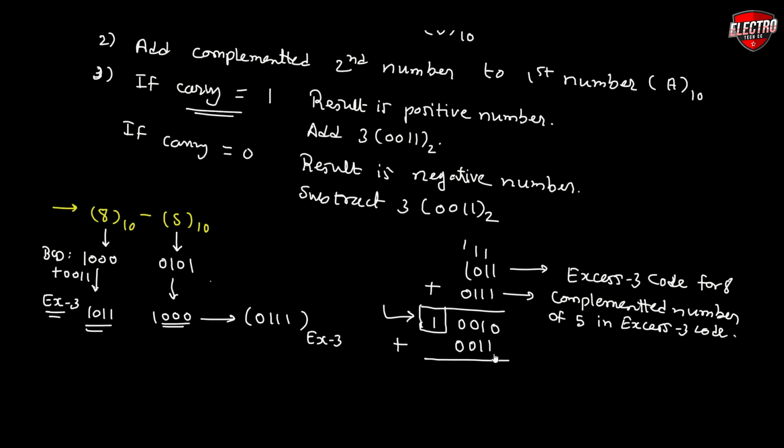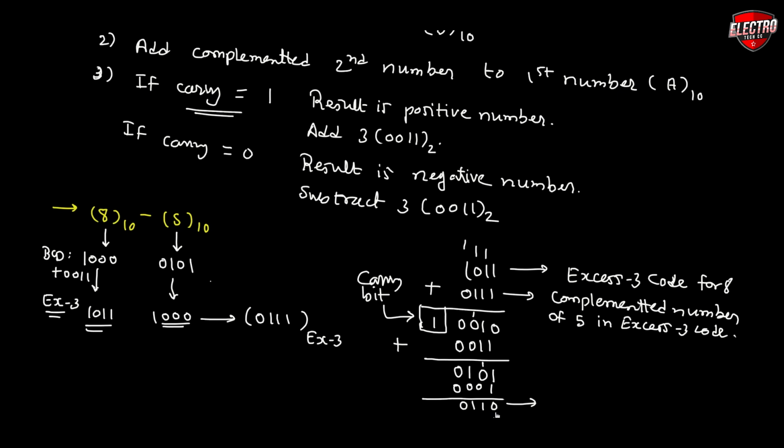Now if we add 0011 to the final answer, we get 0 plus 1 is equal to 1, 1 plus 1 is equal to 0 with 1 carry, 1 plus 0 is equal to 1, and 0 plus 0 is equal to 0. Now we have to add the extra carry bit to the final answer, so the carry is equal to 0001. So we get 1 plus 1 is equal to 0 with 1 carry, 1 plus 1 plus 0 is equal to 1, and 1 plus 0 is equal to 1. So this way we can subtract two Excess-3 codes, or two decimal numbers, with the help of Excess-3 code.